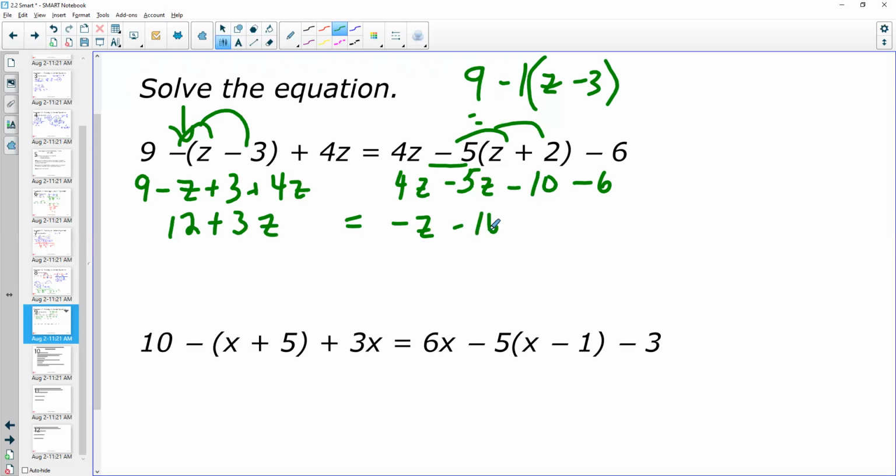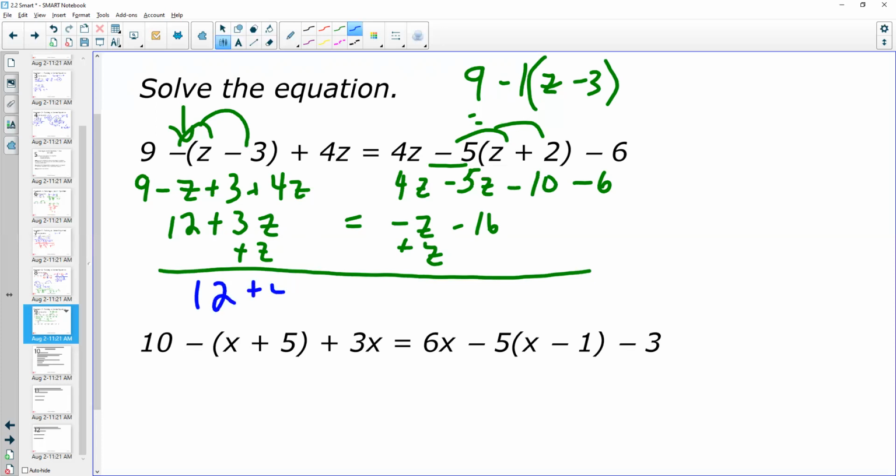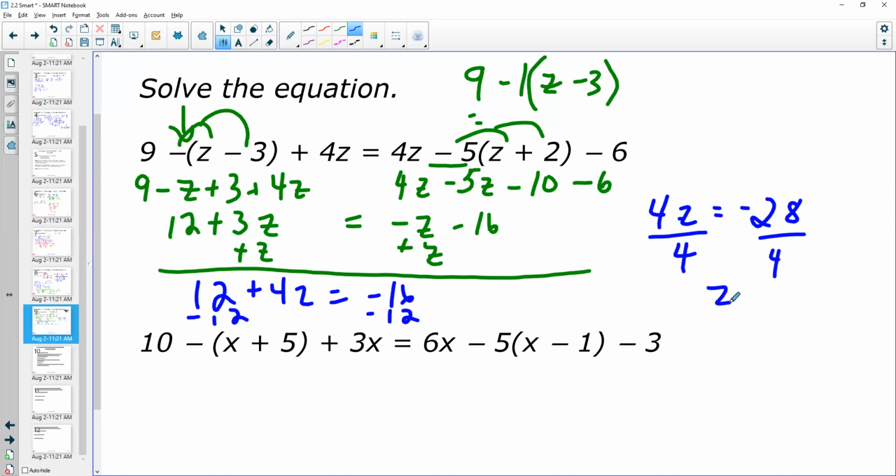Okay, now we're to those same 2 steps again, right? So I'm going to add z this way, because that makes sense in my brain. So I get 12 plus 4z equals negative 16. I'm going to subtract the 12. So I get 4z equals negative 28. Divide by 4. z equals negative 7.